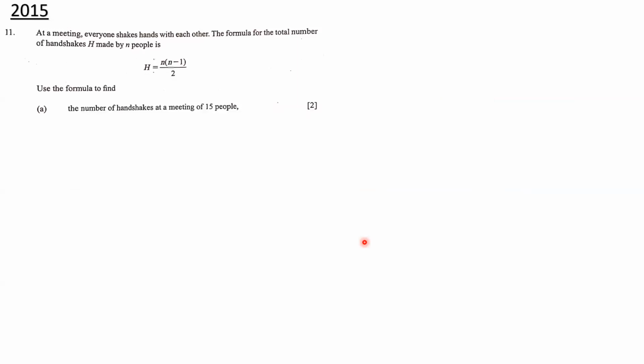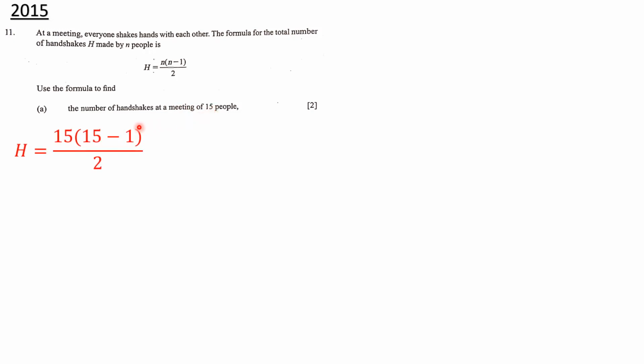We have this one. It says, at a meeting, everyone shakes hands with each other. The formula for the total number of handshakes H made by n people is H equals n, open bracket, n minus 1, close bracket, all over 2. Use the formula to, A, find the number of handshakes at a meeting of 15 people.